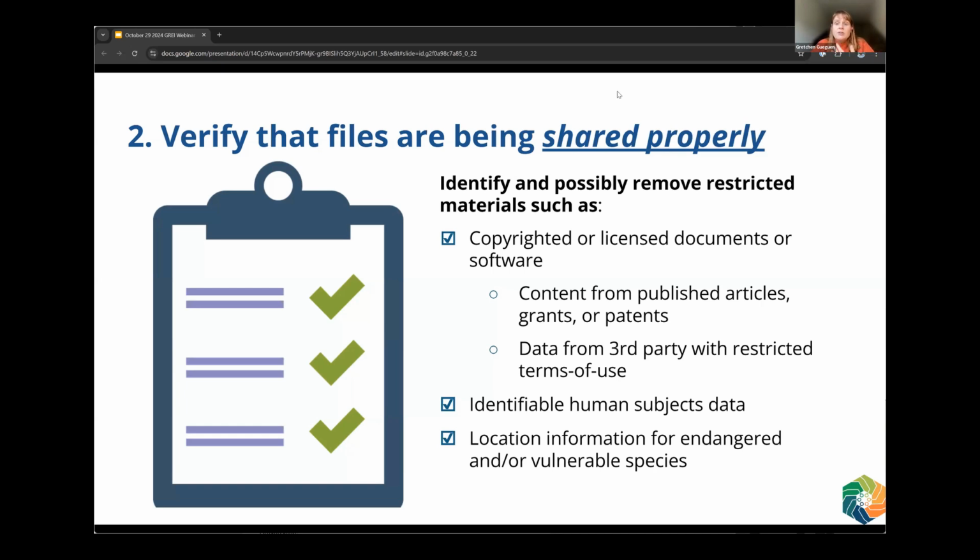In addition, very specific things like human subject data have to be anonymized and prepared under legal and ethical guidelines. And if you work with vulnerable or endangered species, it might be necessary to mask locations to prevent further threats to the population. Go to the next one.